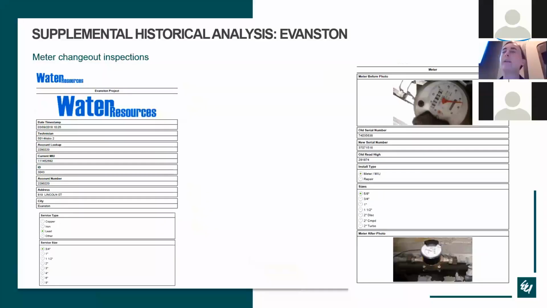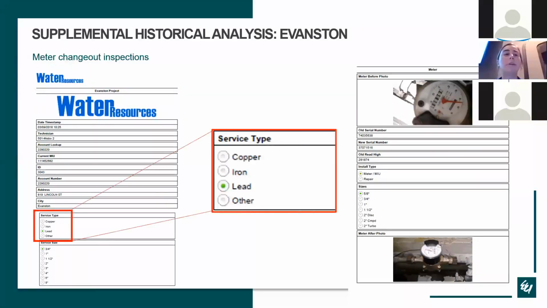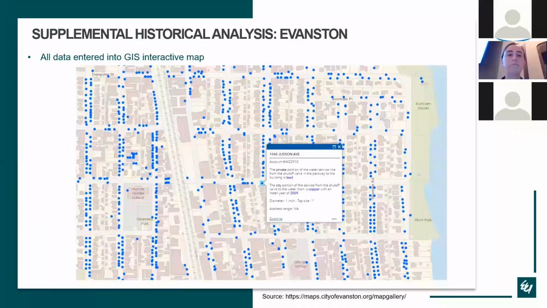And then in addition to that, a good example of supplemental historical analysis for Evanston, they also include the materials on their inspection checklists for meter changeout programs. As we can see here, the inspector went through this meter changeout inspection and did specify that the service is lead. And then the city takes all of this data and compiles it into their own database and posts their GIS map online. So contractors and homeowners can go click on their parcels and see both the public and private side materials.